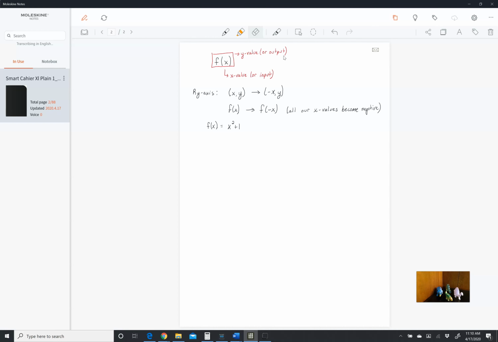Okay. Well, what this means is that f of negative x, the reflection in the y-axis, f of negative x is negative x squared plus 1. And here's the thing though, right? What is negative x squared? Negative x squared is just x squared.